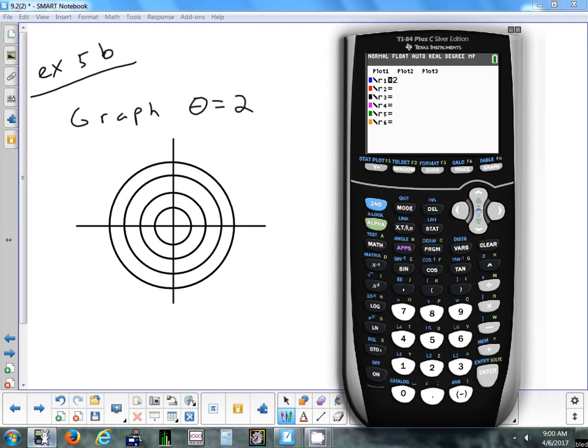For the same reason. That makes sense, because you wouldn't even know where you're graphing. You can't graph that.